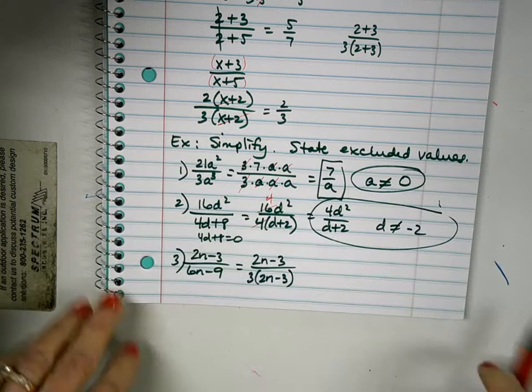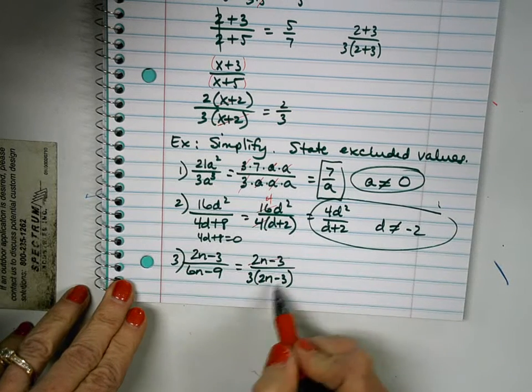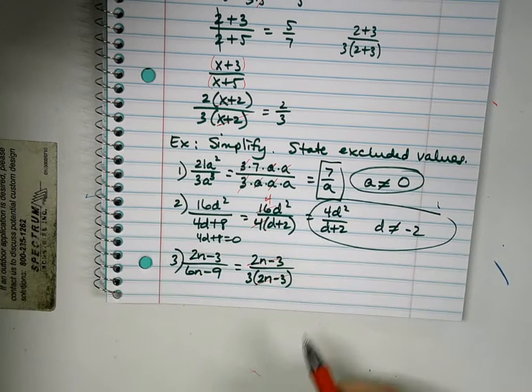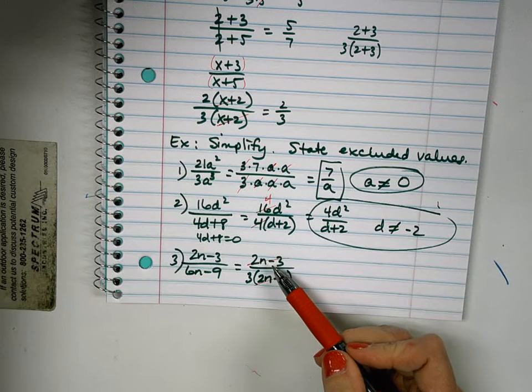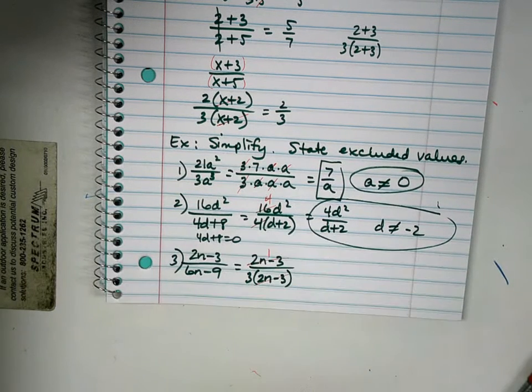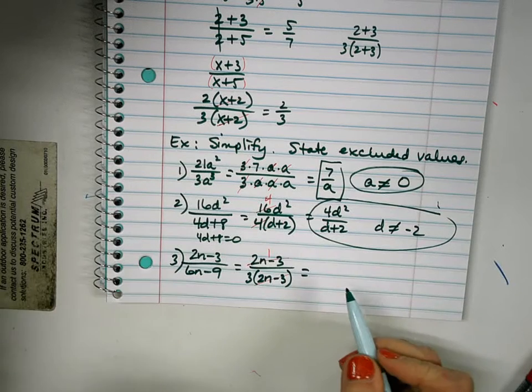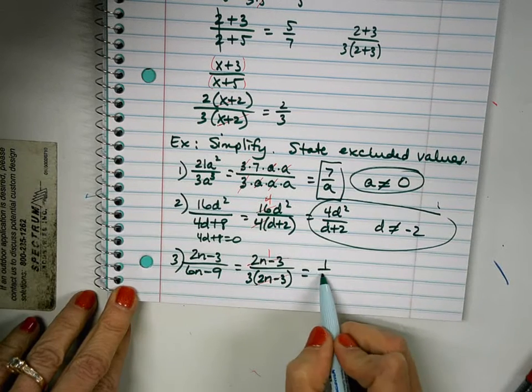Now again, when I'm canceling, what I'm doing here, you guys, is dividing. I've taken 2n minus 3 and I'm dividing it by 2n minus 3, so what's left? 1. Yeah, not 0. There's a 1 on top, and you don't just have a floating 3 in the denominator, right? It's 1/3. That's the answer.